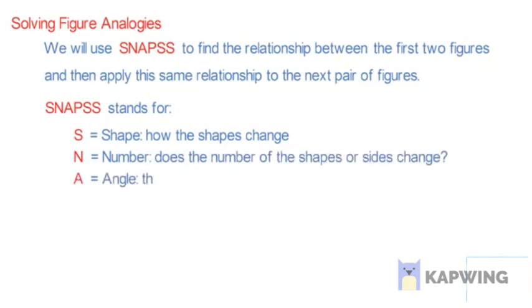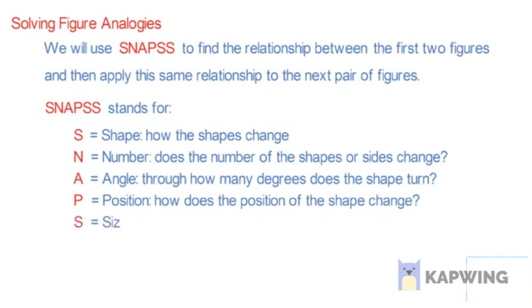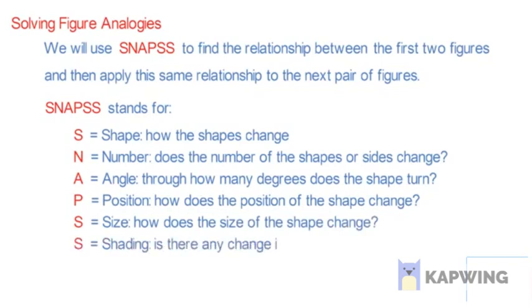A, Angle: through how many degrees does the shape turn? P, Position: how does the position of the shape change? S, Size: how does the size of a shape change? S, Shading: is there any change in the shading or colour of the shapes?